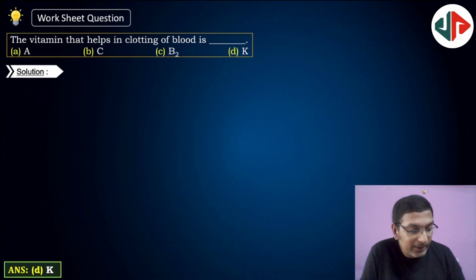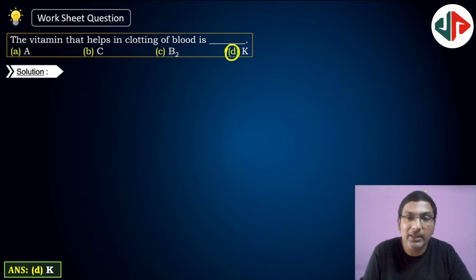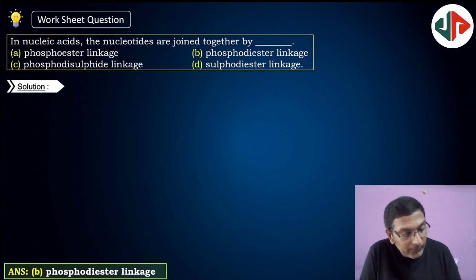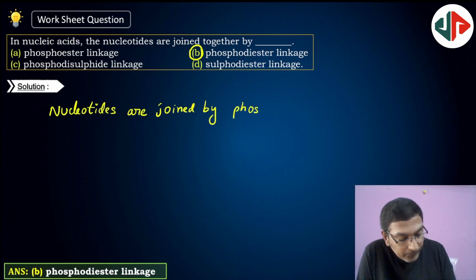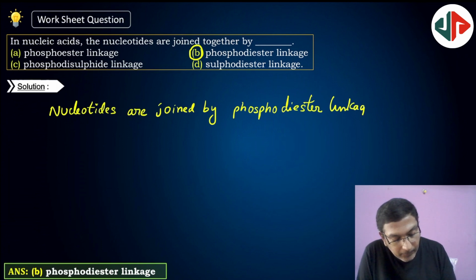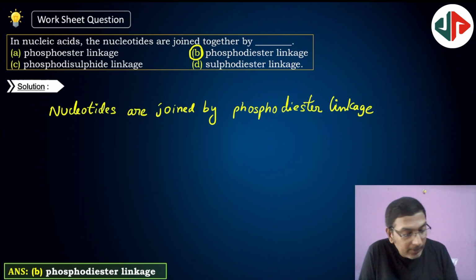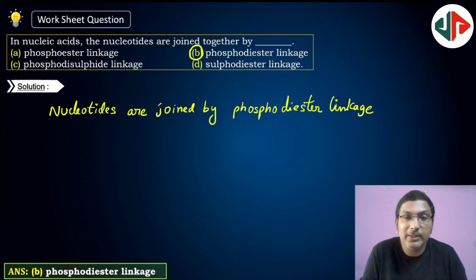The vitamin which helps in clotting of blood is vitamin K, simply. So deficiency of vitamin K slows down the coagulation of blood. Nucleic acids. The nucleotides are joined together by phosphodiester linkage, clearly. Nucleotides are joined by phosphodiester linkage. Direct NCERT question. Option B. So nucleic acids are polymers of nucleotides, simply.